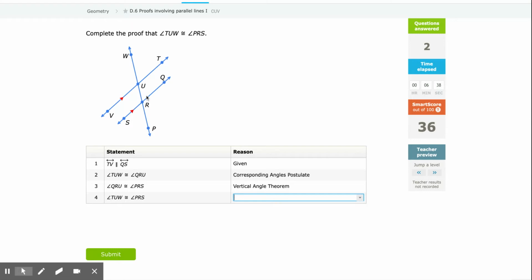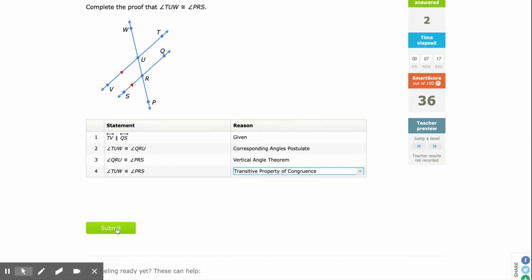That's this angle is congruent to this angle because they're corresponding angles. We also know that QRU is congruent to PRS. So that's this angle is congruent to this angle here because they're vertical angles. That's the vertical angle theorem. Now by the transitive property, we know that this angle must be congruent to this one as well, because this one was congruent to this one, that was congruent to that one. So by the transitive property of congruency, we know the two triangles are congruent.